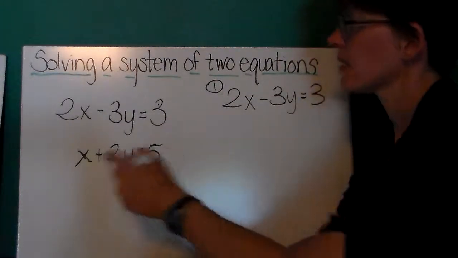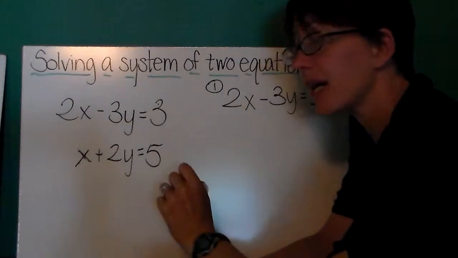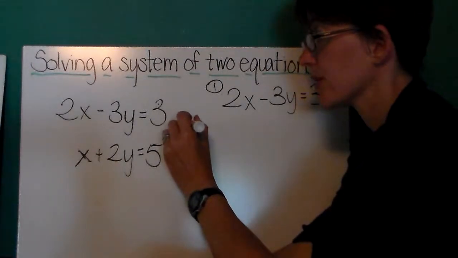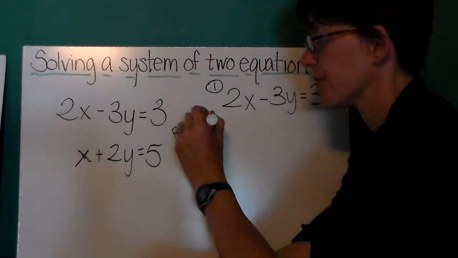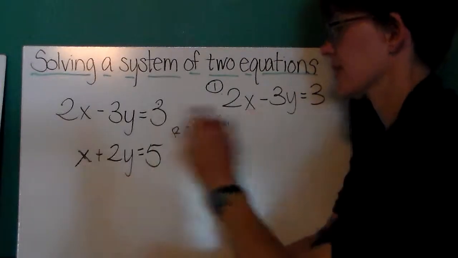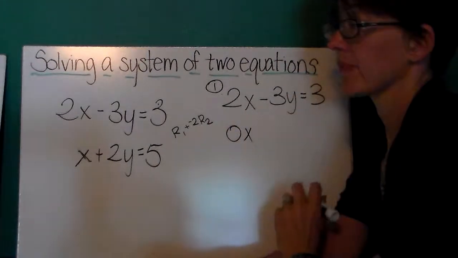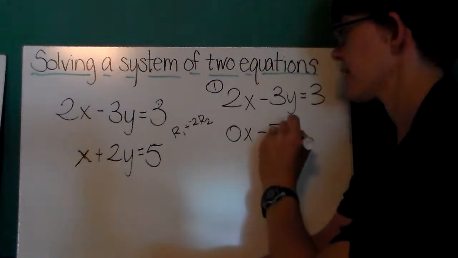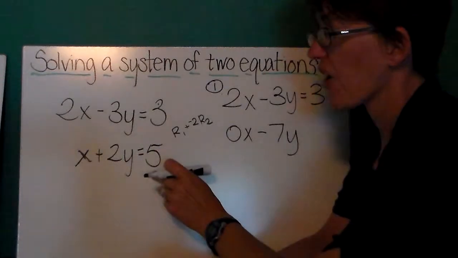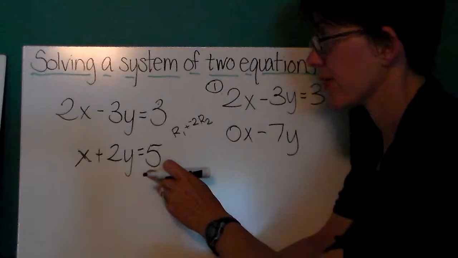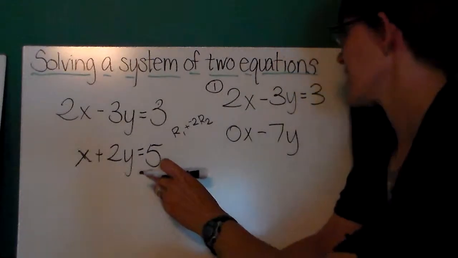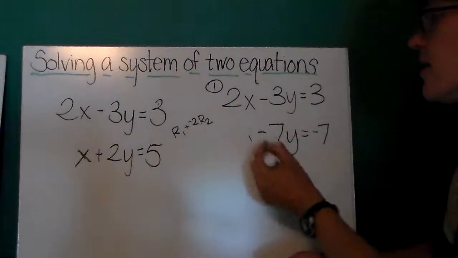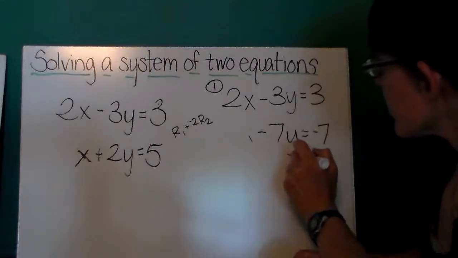My second equation, I'm going to multiply by -2 and add to the first equation. I'll notate that as R1, first equation, plus -2 R2. So I have -2x plus 2x is 0x. Let's say 2 times -2 is -4, so -4 minus 3 is -7y. And then 5 times -2 is -10 plus 3 is -7. Okay, so I don't really need this 0x. So I get -7y equals -7.